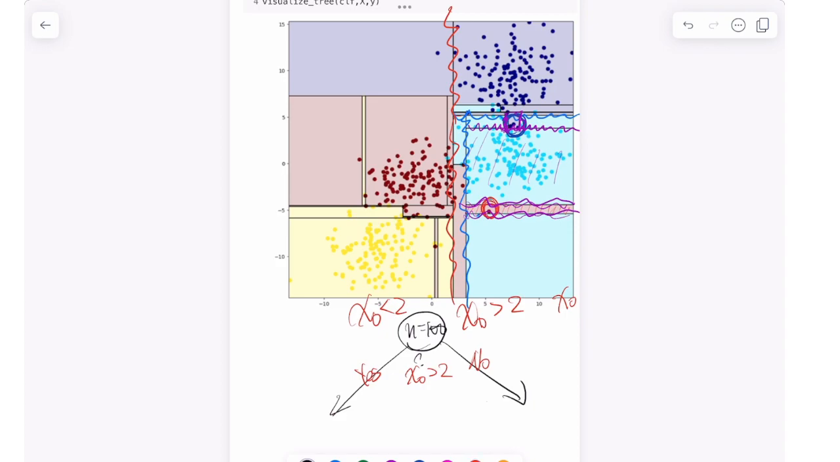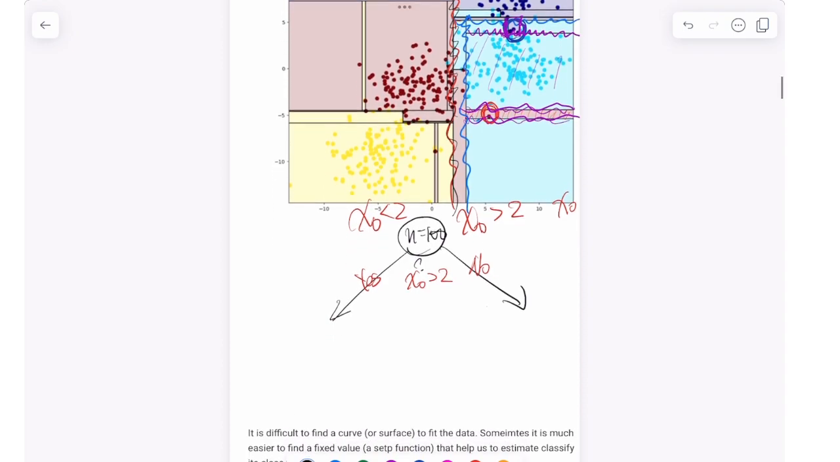So if we draw this boundary line, the red boundary line right here, that is very similar to drawing a tree and asking a question on each node. On the left hand side are the data points where x0 is larger than 2. So maybe there will be 40 data points right here, and 60 data points on the right hand side, because their x0 value is less than 2.